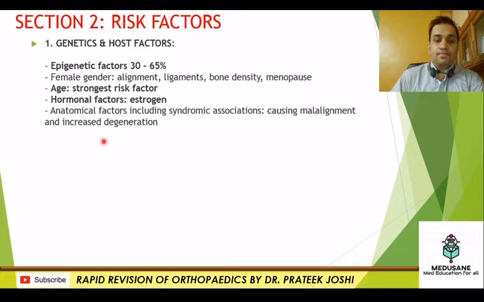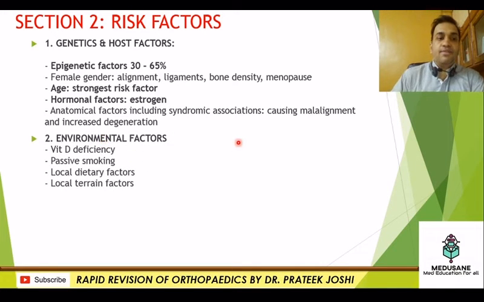Now, moving on, environmental factors. Environmental factors such as vitamin D deficiency, passive smoking, local dietary factors such as deficiency of vitamin D and calcium in the local diet or in places where vegetarian diet is much more common as compared to non-vegetarian diet, and local terrain factors, which means patients who are used to walking on rocky terrain or those whose lifestyle involves walking on irregular terrain will subject their joints to a greater degree of biomechanical stress as compared to those with either a sedentary lifestyle or those who are used to walking on plain ground.